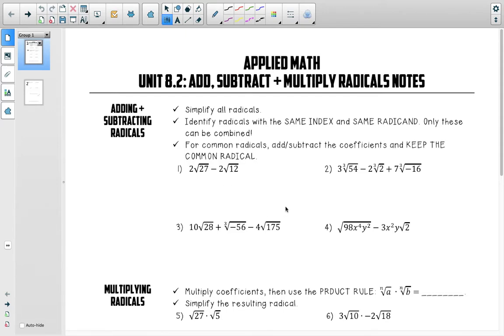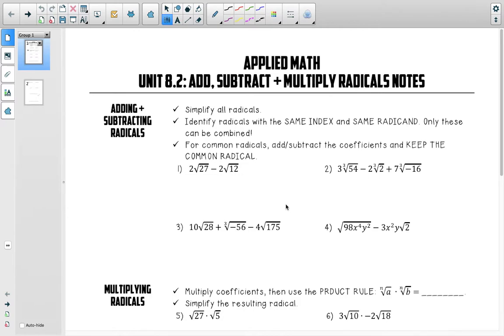Okay. So we're adding, subtracting, and multiplying radicals. And the one thing when you add and subtract radicals is the radicand, which is what's under the radical, has to be exactly the same, and it has to be the same type of radical. So you can't mix a square root and a cube root together. Okay. But what's kind of annoying about this is that you have to simplify a lot.